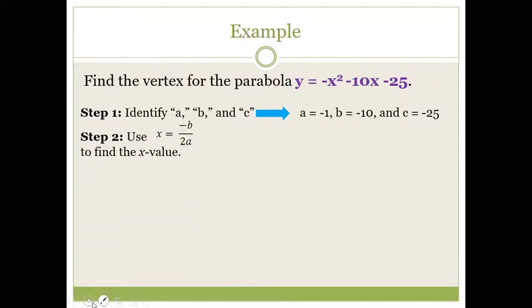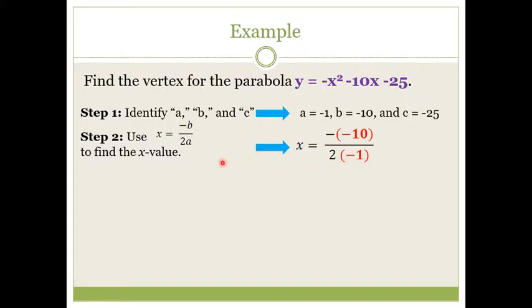Alright, now we're going to use the equation x equals -b divided by 2 times a to find the x value. So let's go ahead and do that. You can see this negative is always here in the equation. And then in parentheses, I plugged in our b value, which is -10. So we have a negative minus 10 divided by 2 times the a value, which is -1.